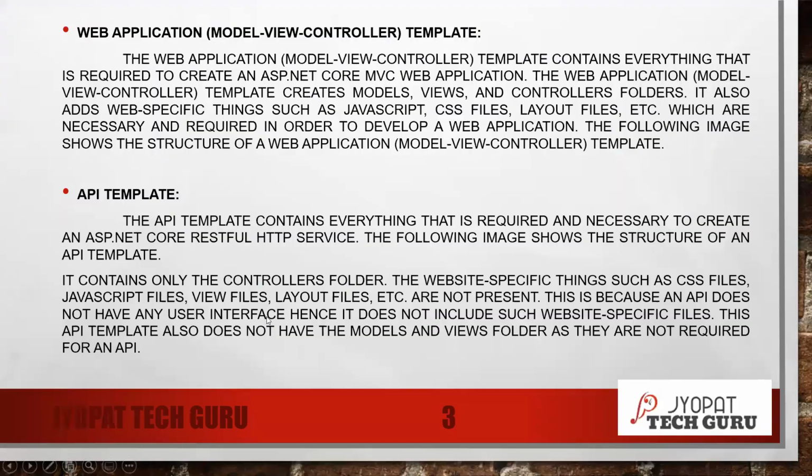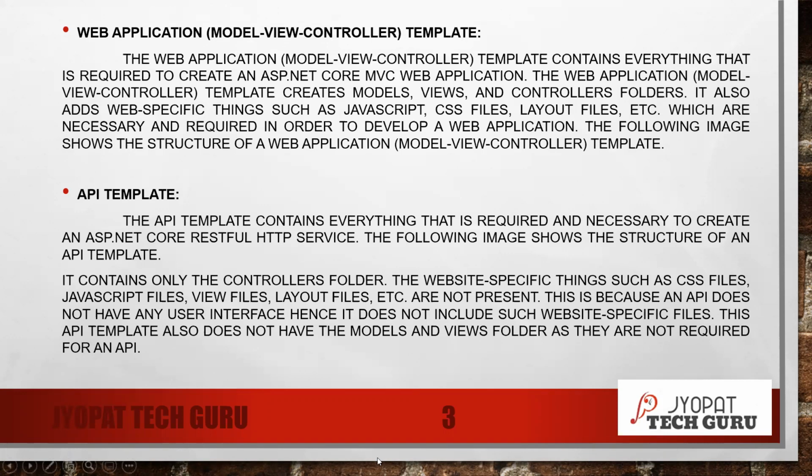Next comes the API template. The API template contains everything that is required and necessary to create an ASP.NET Core RESTful HTTP service. Whenever you want to create any RESTful HTTP service, you can prefer this API template. It contains only the controllers folder. The website-specific things such as CSS files, JavaScript files, view files, layout files, etc. are not present. This is because an API does not have any user interface. Hence, it does not include such website-specific files. This API template also does not have the models and views folders as they are not required for an API.